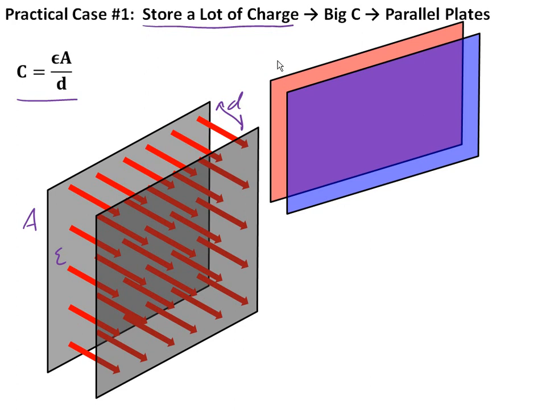So you'd have a thin sheet of plastic in the middle with a high epsilon material, and you'd cover one side with metal, another side with metal, and the red sheet is essentially the positively charged side and the blue sheet is the negatively charged side.